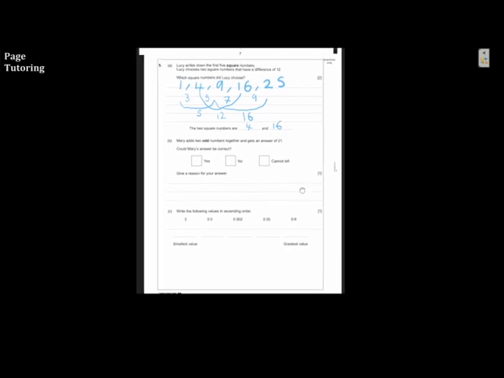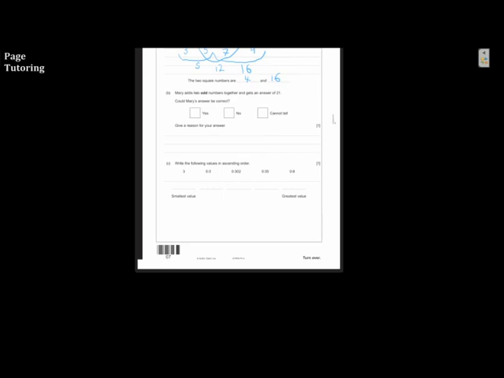So we've solved that through process of elimination. Part 5B. Mary adds 2 odd numbers together, gets an answer of 21. Could Mary's answer be correct? Well, let's first think. 21, well, that's an odd number. And we should know from basic arithmetic rules that to get an odd number, you'd have to add an odd plus an even. That gives us an odd.